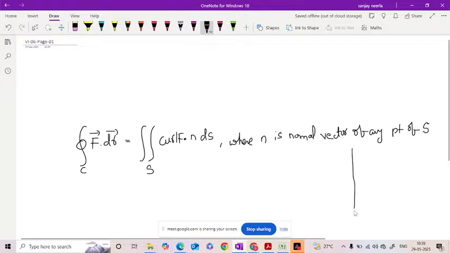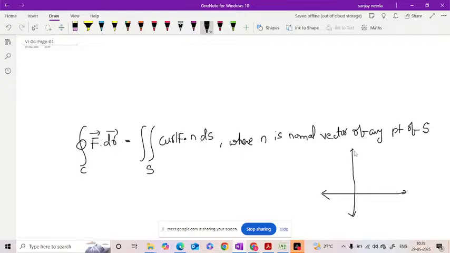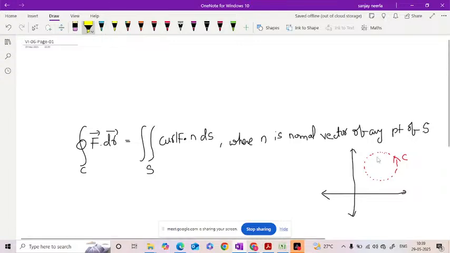Assume it is the y-axis, it is the x-axis, and S is the surface bounded by the curve C. Assume it is the curve C. So this is S. This is S. Okay, so this is the statement of Stokes theorem.